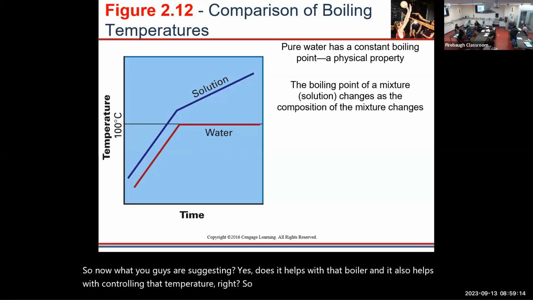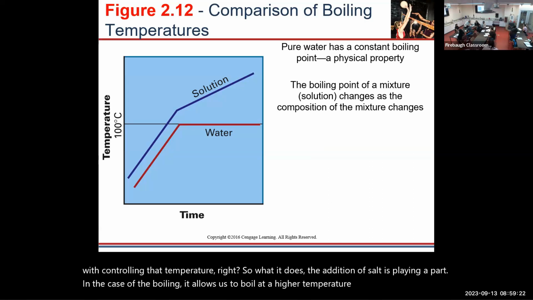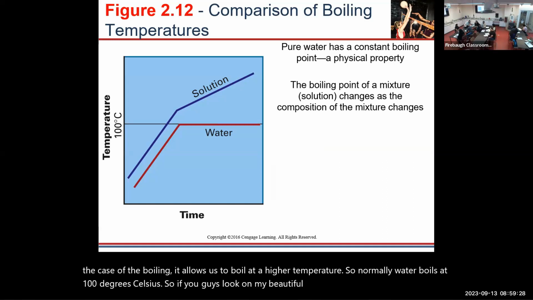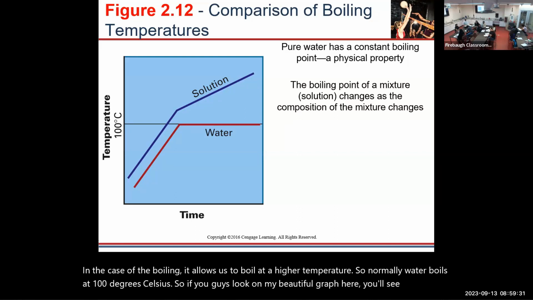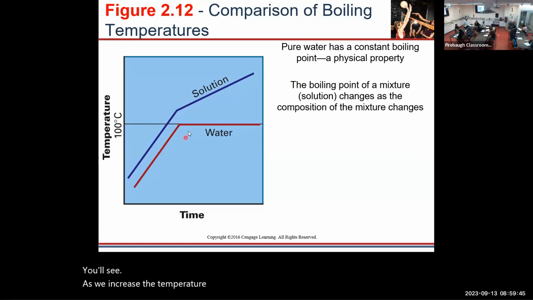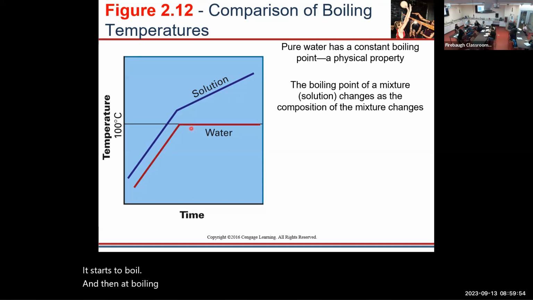So the addition of salt is playing a part in the case of the boiling. It allows us to boil at a higher temperature. Normally water boils at 100 degrees Celsius. If you look on my beautiful graph here, you'll see as we increase the temperature, it moves up, and then when water gets to 100 degrees, it starts to boil. And at the boiling point, the water will stay at boiling point.